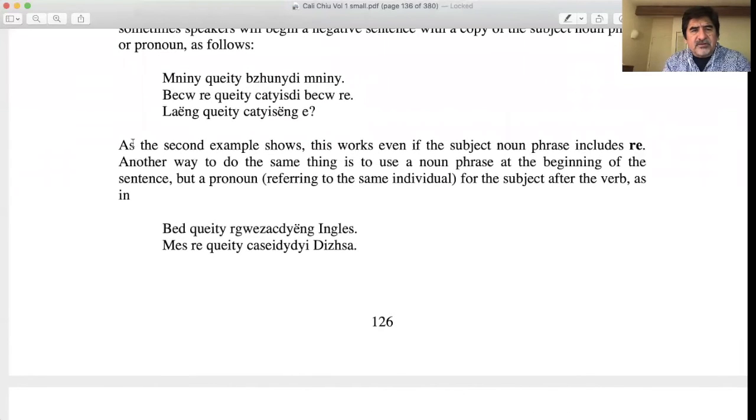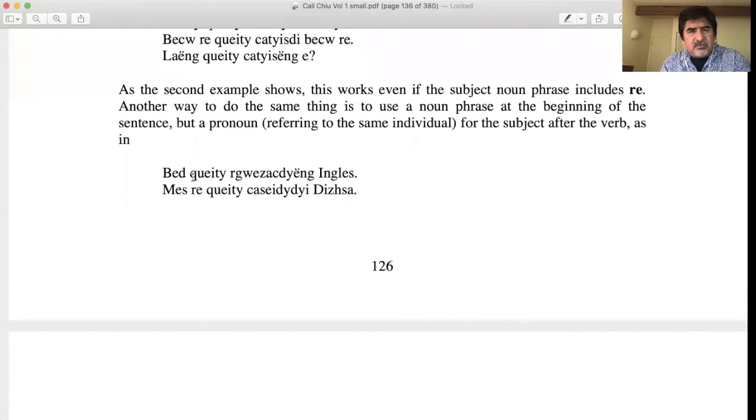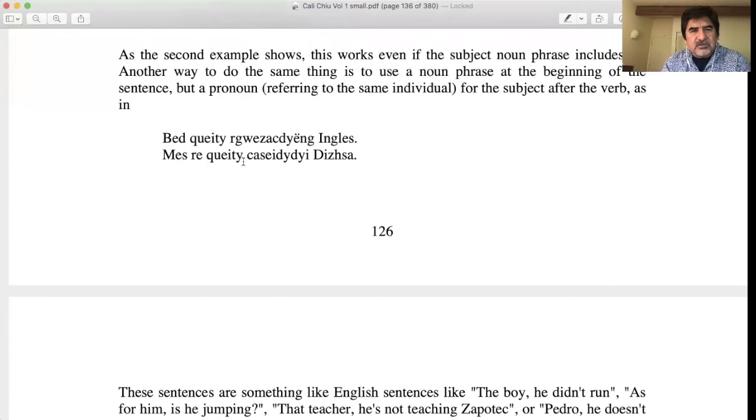So here is another example. It says, as a second example shows, this works even if the subject noun phrase includes re, which I already pointed out to you right here. So like in this example, it says, bad exact in English, right? So it's bad, right? Pedro is the one who doesn't speak English that well. Okay, the focus is on Pedro. So on the one hand, we're using un for Pedro, and here we're using his name. Again, we could do that here.